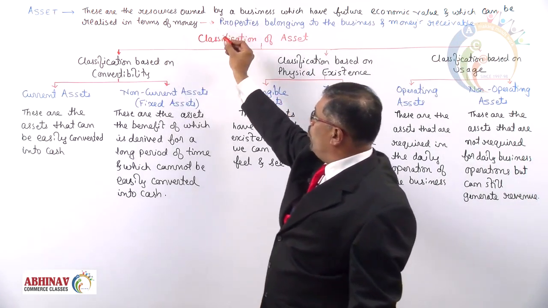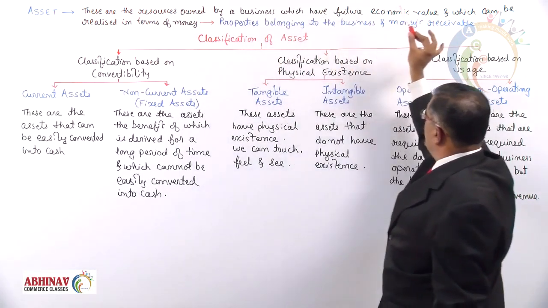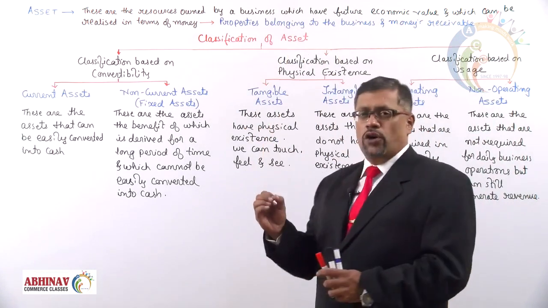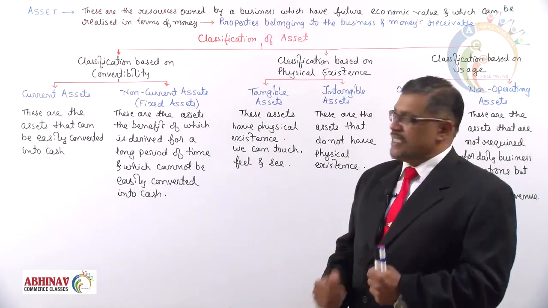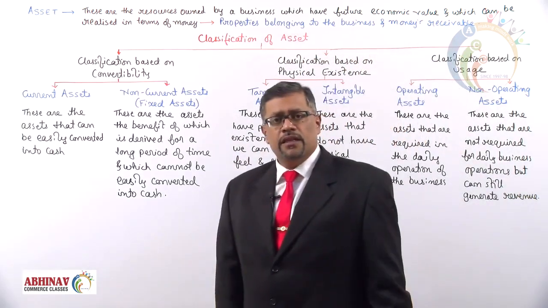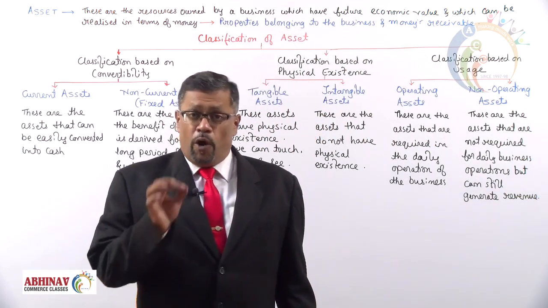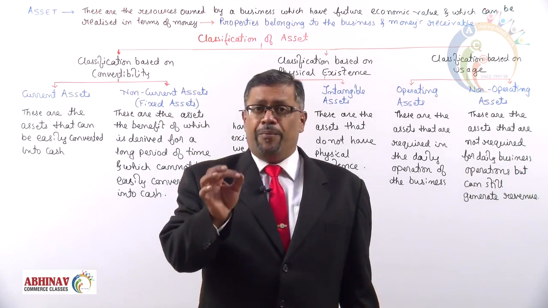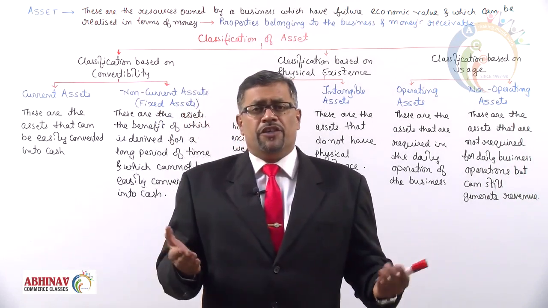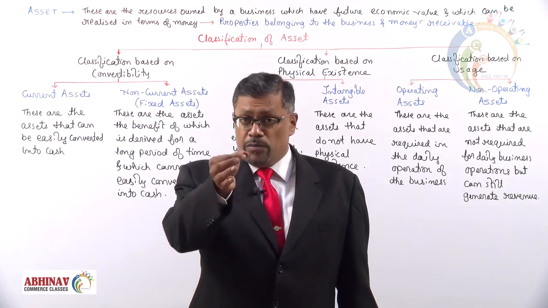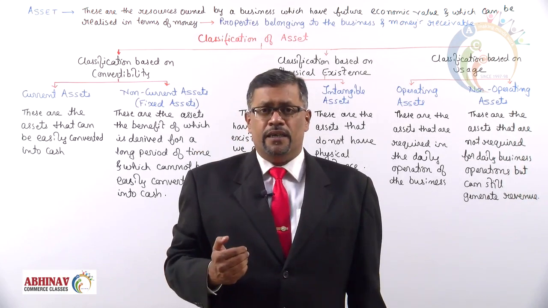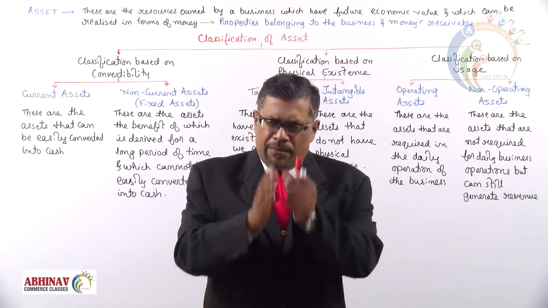These are the resources owned by a business which have some future economic value and which can be realized in terms of money. In short, what should be remembered as an asset? Properties belonging to the business and money receivable. Whatever are the properties of the business, land, building, plant, furniture, machinery, all that are called assets, and also money receivable. Money receivable means wherever from whom we have to receive the money, is nothing but an asset.